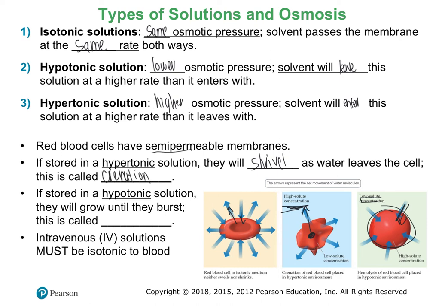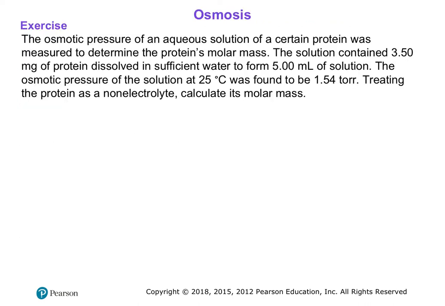If I put a cell in a hypotonic solution, then all of that solvent will enter until they burst, and that's called hemolysis. So it's really important when you have IV solutions that it is isotonic with the blood. So it's more than just putting medicine in water, it's really making sure that you have the right osmotic pressure. So a fun type of question with osmotic pressure is, again, finding the molar mass of an unknown solvent.